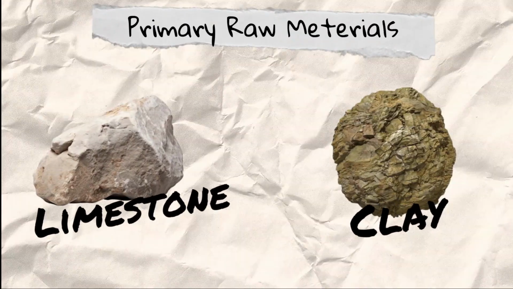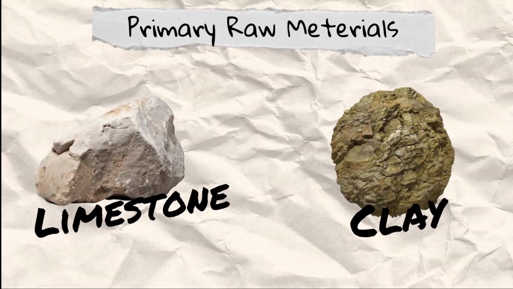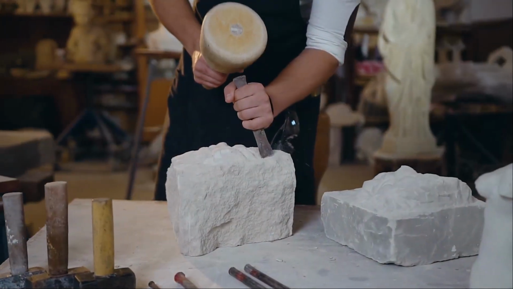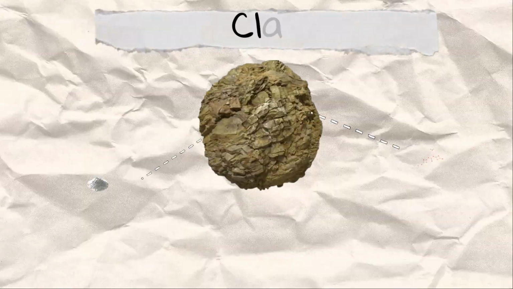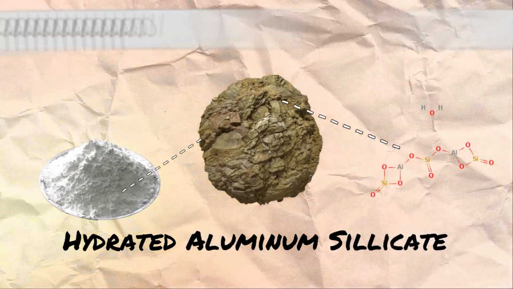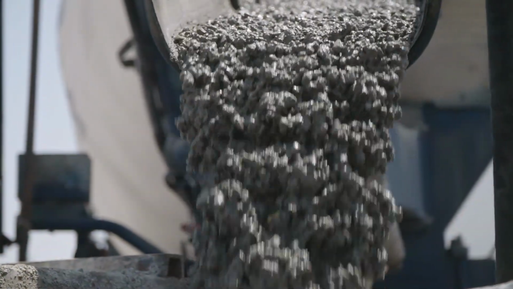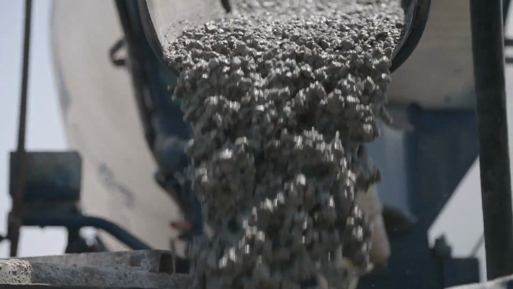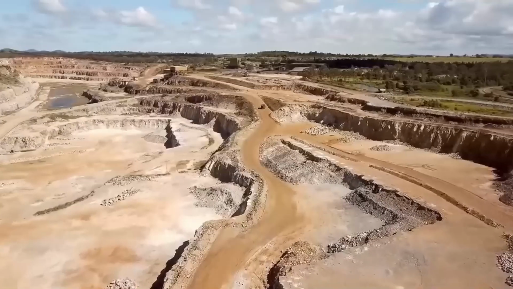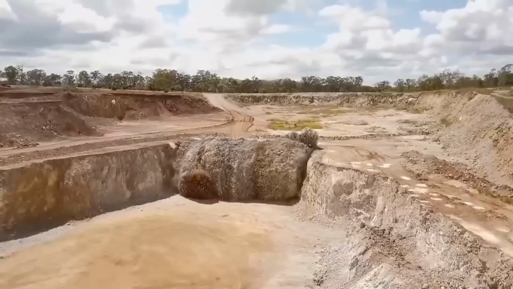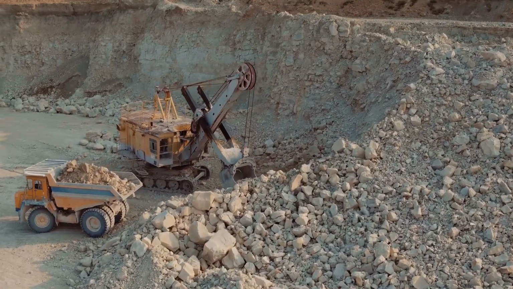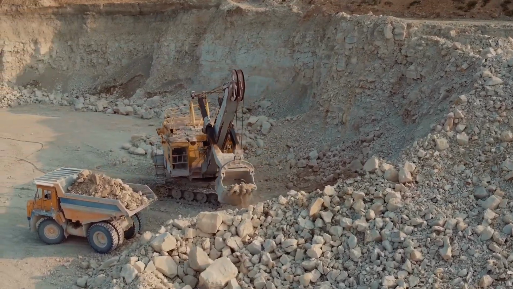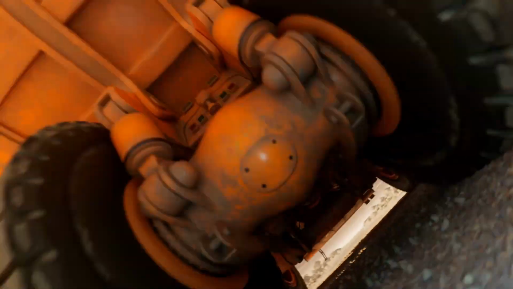Limestone and clay are the two primary raw materials used to produce cement. Limestone is an abundant sedimentary rock composed mainly of calcium carbonate. Clay, which consists of hydrated aluminum silicates, provides the silica and alumina needed to generate the desired clinker minerals during cement production. To obtain these materials, controlled explosions are used to blast bedrock from quarries. The limestone and clay are then loaded into trucks by heavy excavation machinery and transported to the crushing facility.